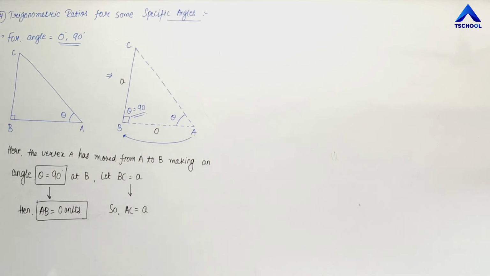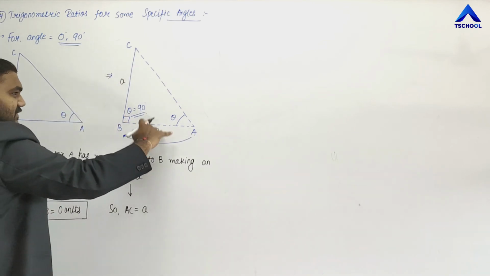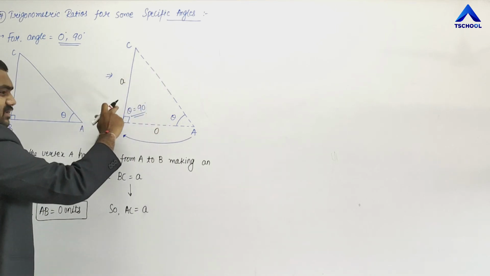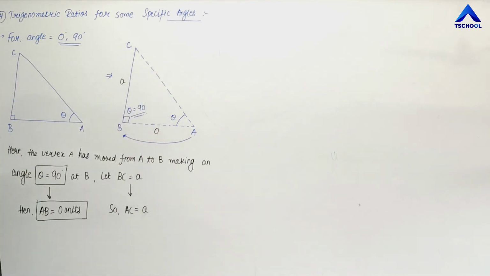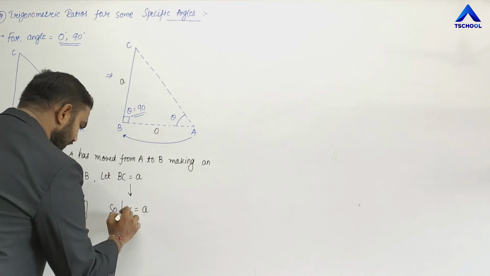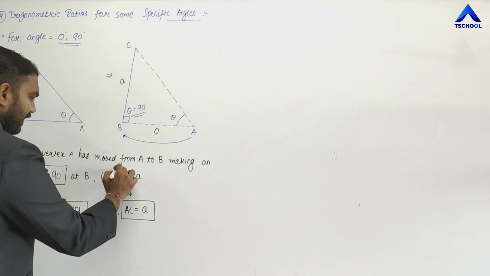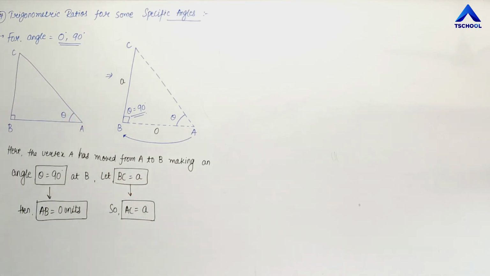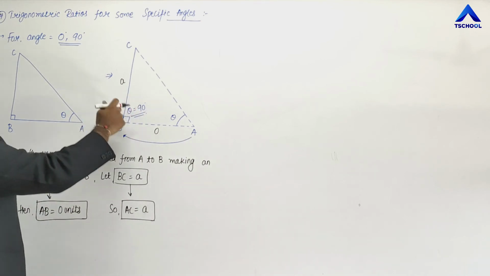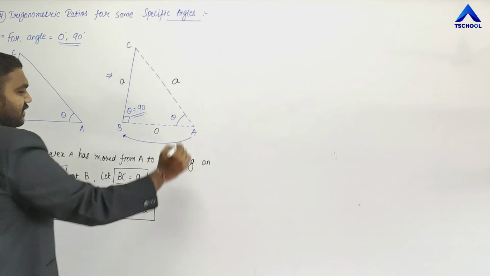If you do not understand, you can apply the Pythagoras theorem again. That is BC square plus AB square equals AC square, A square plus 0 equals AC square, and hence AC is equal to A. So we got AC equals to A. We have let BC equals to A. Theta equals to 90. We got this A, 0 and this again A.